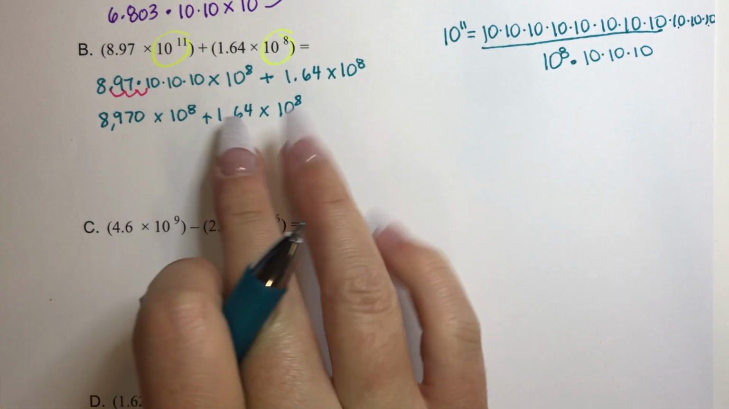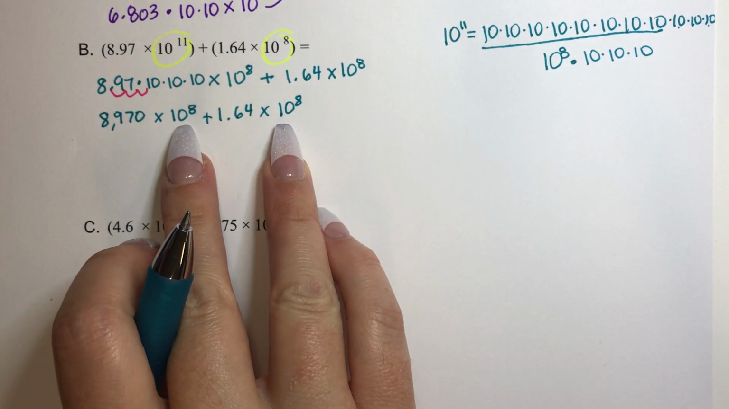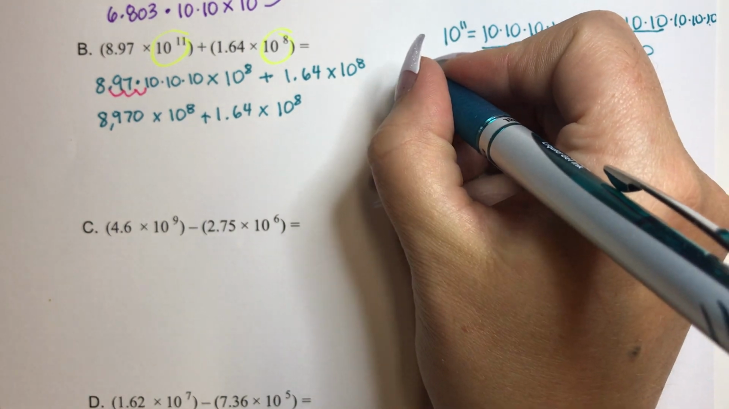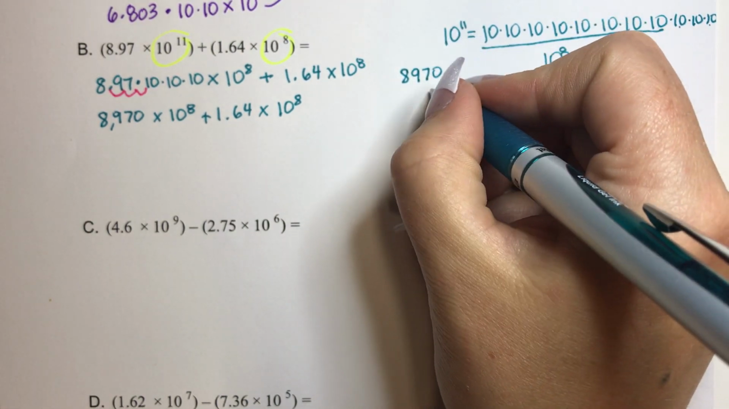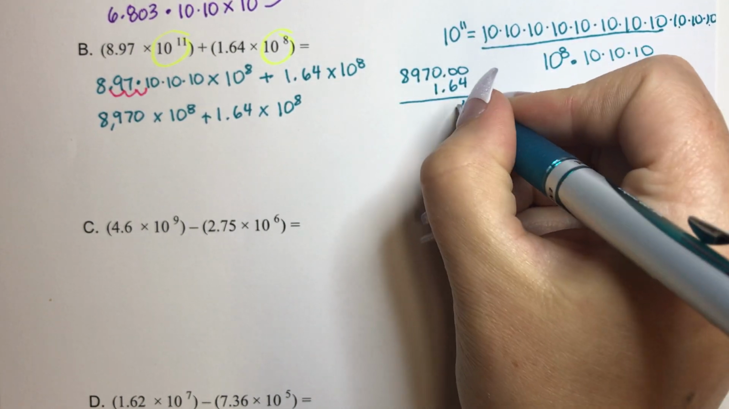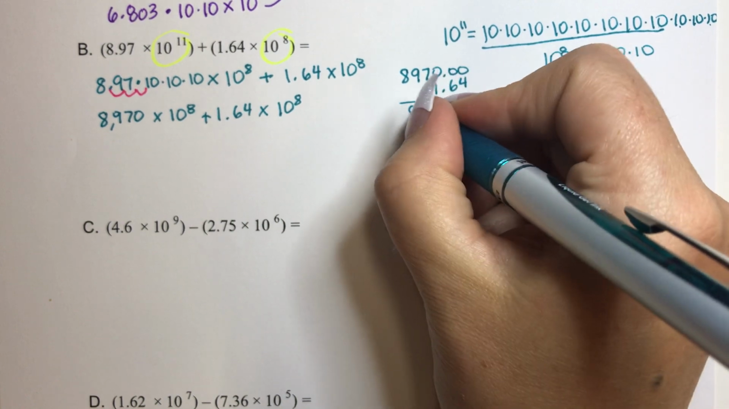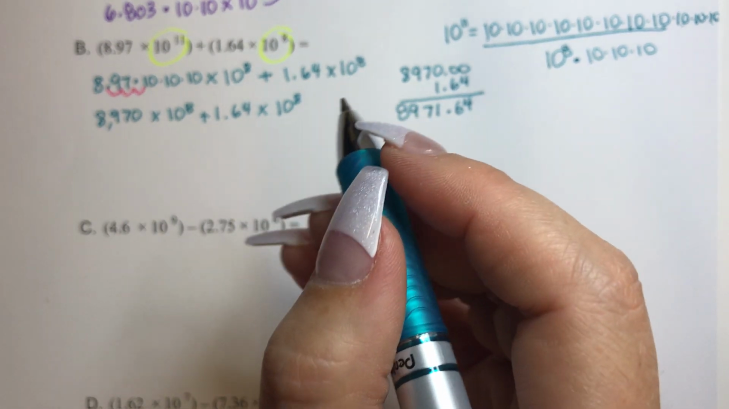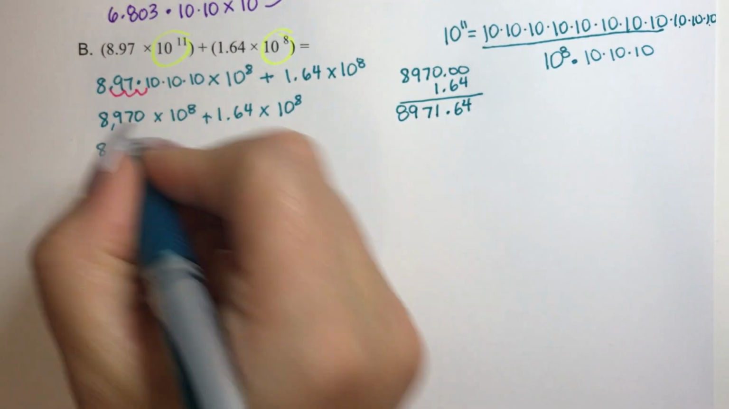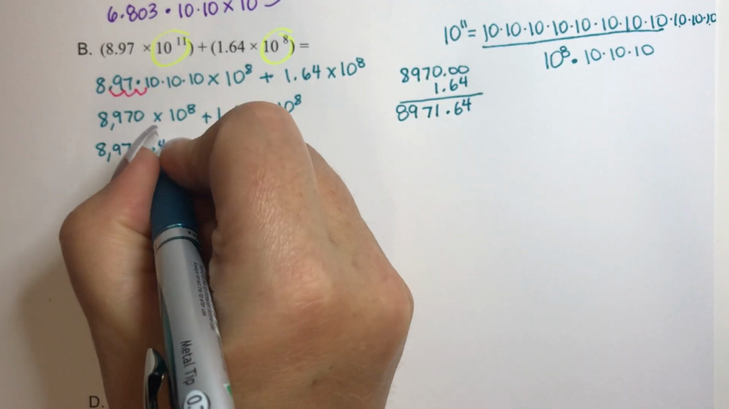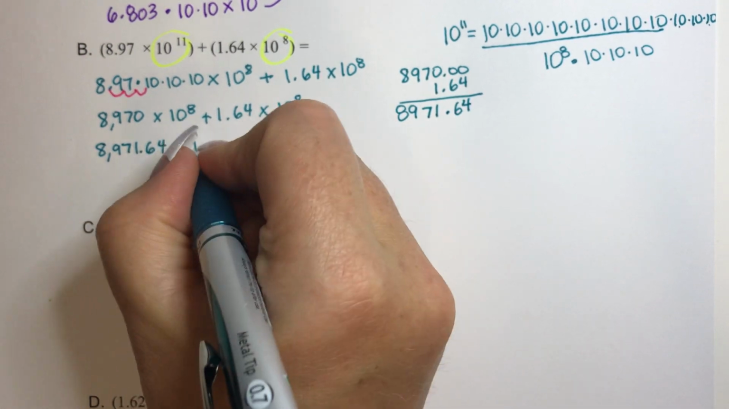Okay, so now I have my bases, my powers, which are the same. So I'm just going to add these numbers up. So I'm going to take this over here. 8,970 plus 1.64, add the decimal and the zeros. I end up with 8,971.64 times 10 to the 8th.